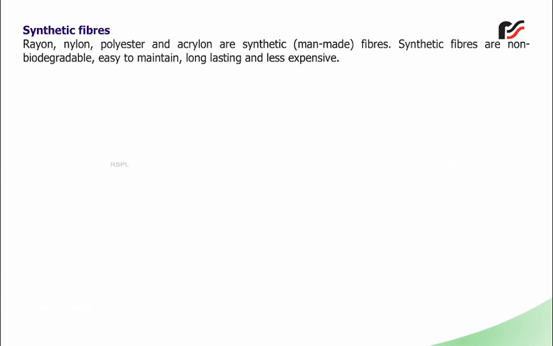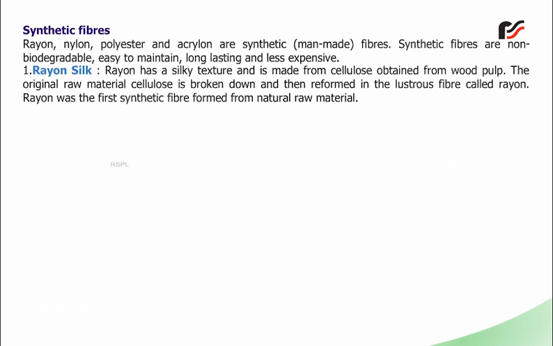Synthetic fibers are non-biodegradable, easy to maintain, long-lasting, and less expensive. Number 1. Rayon silk. Rayon has a silky texture and is made from cellulose obtained from wood pulp. The original raw material, cellulose, is broken down and then reformed in the lustrous fiber called rayon. Rayon was the first synthetic fiber formed from natural raw material.